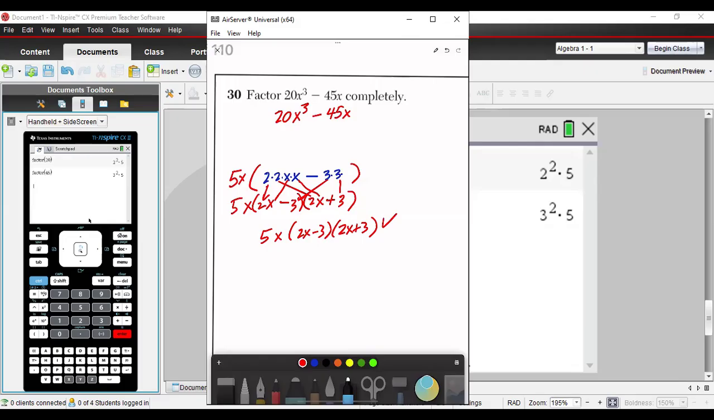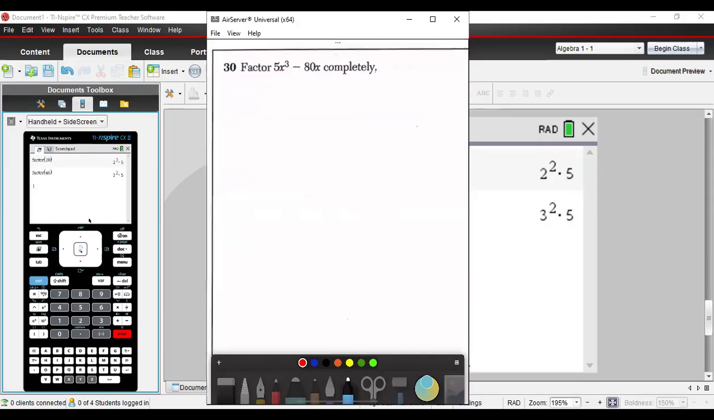Now, if you want to check this, make this into a function, make this into a function, and then graph them. They should be identical. If they are not identical, that means you messed up. They should be identical. All right, let's go. I want to do another one. Maybe I can get 3 done.